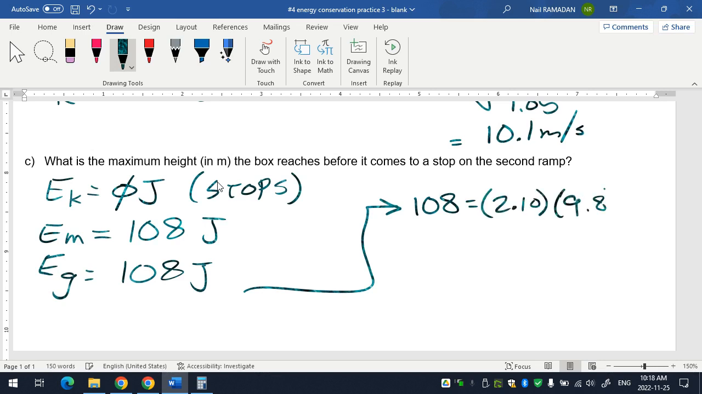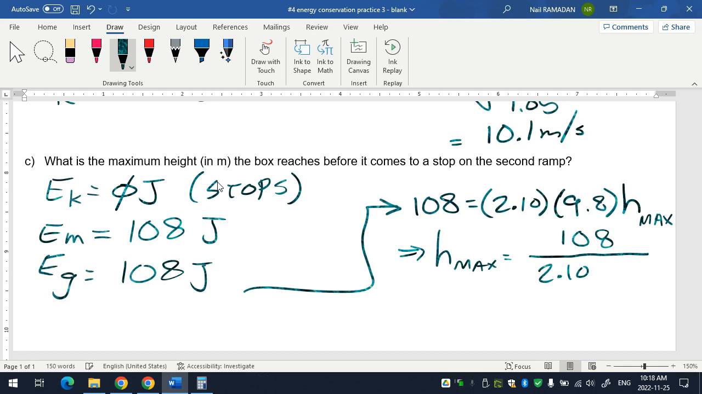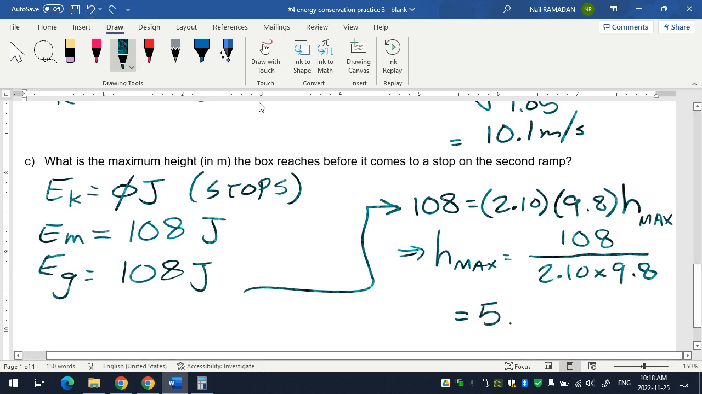G H. By the way, if you just call it H, not H max, although technically it should be called H max, because technically it's a very special moment. It's the one where one energy is completely zero. So that means H max equals 108 divided by 210 times 9.8. Say again. 5.25, and that is indeed 3 sig figs.